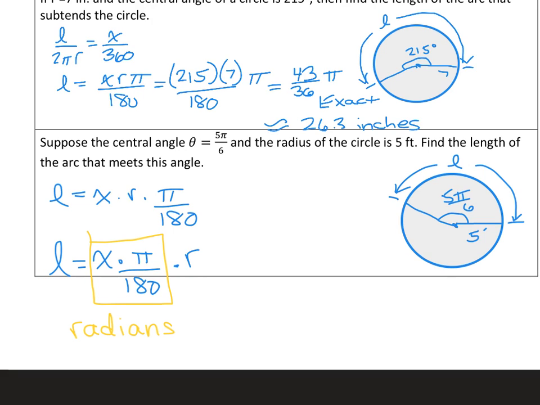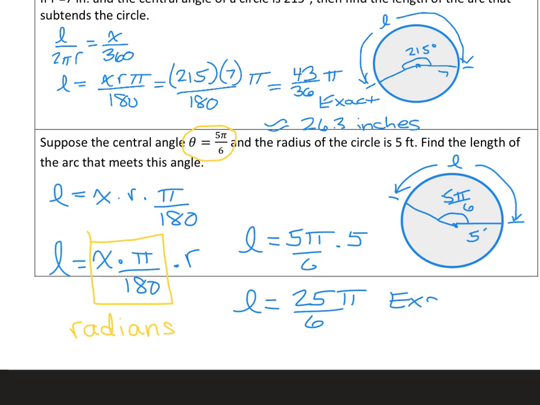So to get this arc length, when we already have our central angle in radians, the only thing we need to do now is easy. We just are going to multiply our central angle, which is in radians, times the radius. Our radius is 5. So this arc length is going to be 25 pi over 6 in length, and this is exact again, or we could approximate that using our calculator, and that comes out to be about 13.1 feet.